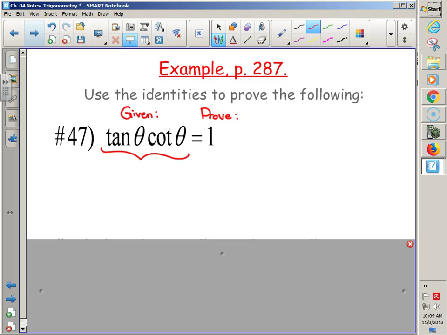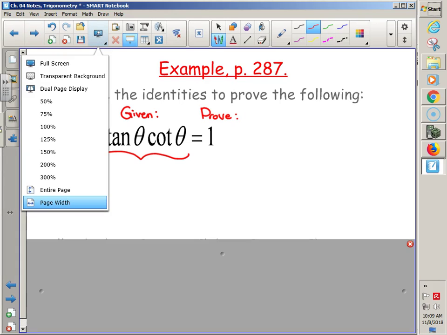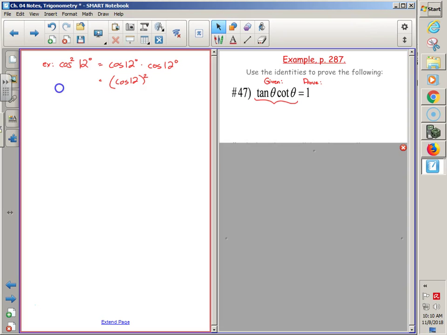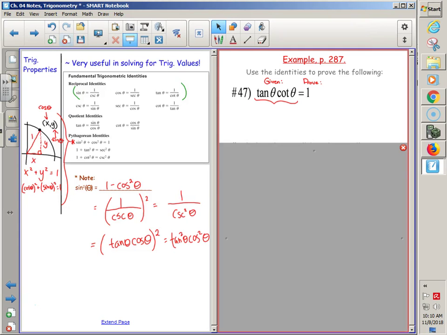So you guys have all these properties on the page before. I know some of your brains already jumped straight to, of course that's true. Great, I love that you got to, of course that's true. But what I need you guys to think about is why. So y is tangent times cotangent, 1. Can you give me an identity or a property that I can plug in that would get me to 1?